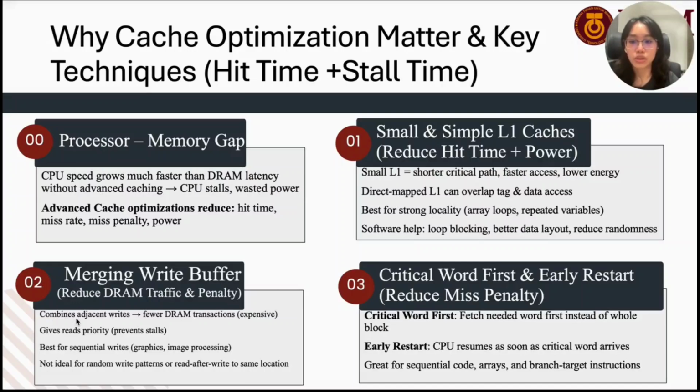Second, merging write buffer. It allows combining adjacent writes so that there are fewer DRAM transactions. Multiple small stores can cause repeated DRAM activation, which is more expensive. It is used with graphics and image processing.